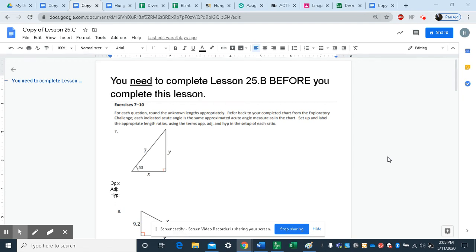So before we go any further, please note the warning, I guess it is, at the top. You do need to complete lesson 25B before you complete this lesson, because in this lesson, we use things that we figured out in 25B. So in order for you to have that resource, you need to complete it before you complete this lesson. So this is your warning. If you haven't done 25B, stop, go back and finish it or do it, and then come back to this video.